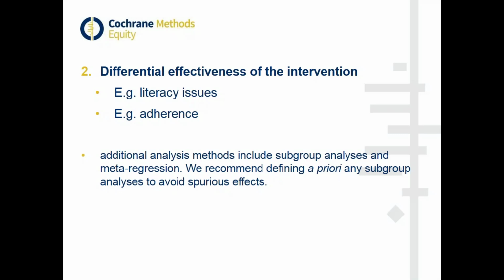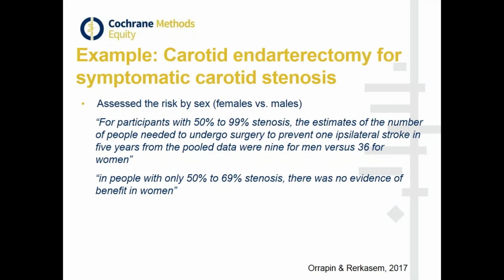And we have an example here. So there's a carotid endarterectomy review. And so they did a subgroup by sex. And so what they found was that for participants with 50 to 99% stenosis, the number needed to treat to prevent one stroke was 9 for men and 36 for women. And so while the benefits for women with 70 to 99% stenosis were very clear, there was actually no evidence of benefit for women with 50 to 69% stenosis, and there was actually more harm from surgery. So I think for those women, other characteristics or other factors would need to be considered before recommending this treatment.